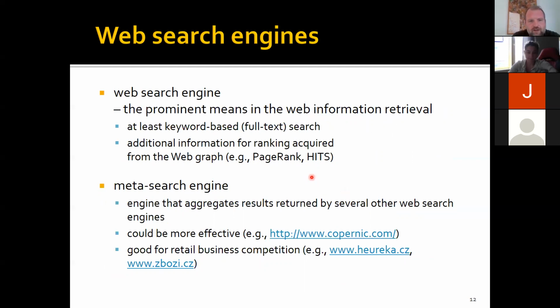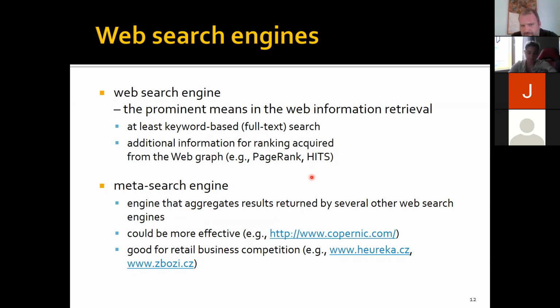And the search engine is historically the prominent means of web information retrieval. Of course, it's mostly based on keywords, keyword search or full text search. And additional information is also used for ranking that is specific to the web environment. You can, of course, search by keywords in offline digital libraries where you only have full text. But if you want to use, for example, PageRank, which heavily improved the searching on the web, then you need some additional information that is graph-based, and this is not supported in the plain text representation. So a web search engine uses this augmented information.